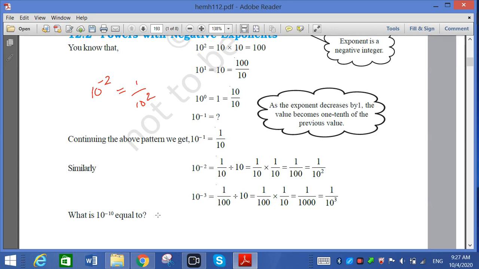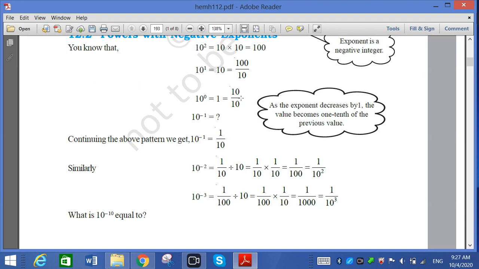Such types of questions ask, for example, 10 to the power minus 10. What do I have to write? 1 upon 10 to the power 10. When the power is negative, as in minus 2, I write 1 upon 10 squared, that is 1 upon 100. If the power is minus 3, I write 1 upon 10 to the power 3. So it is easy. But what is the formula for it?